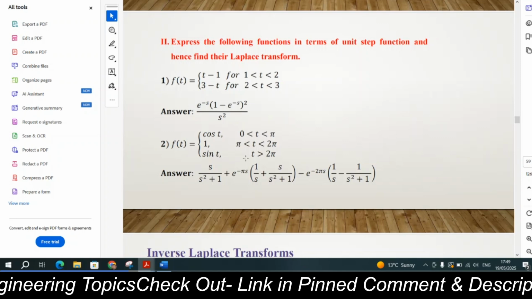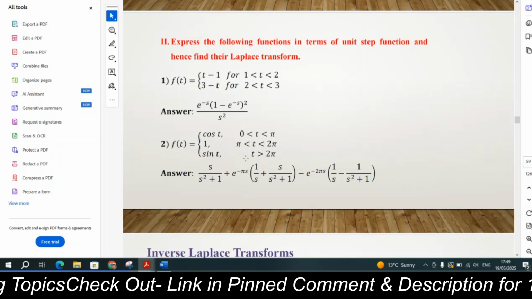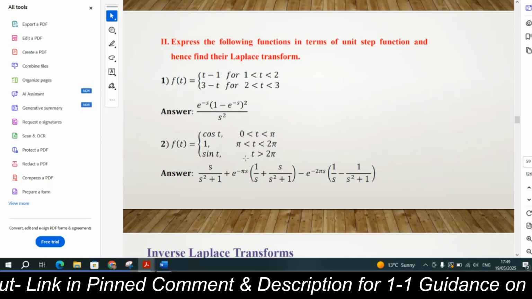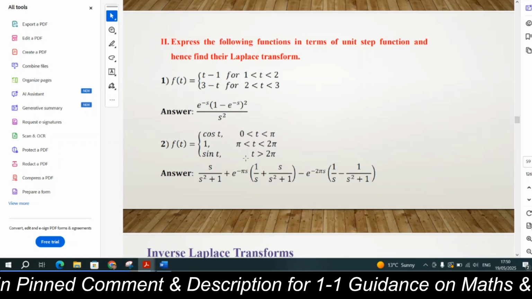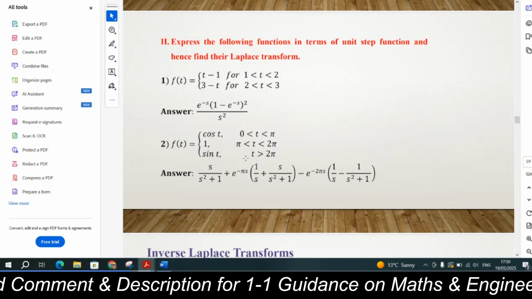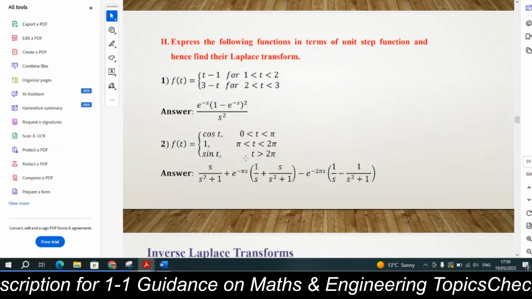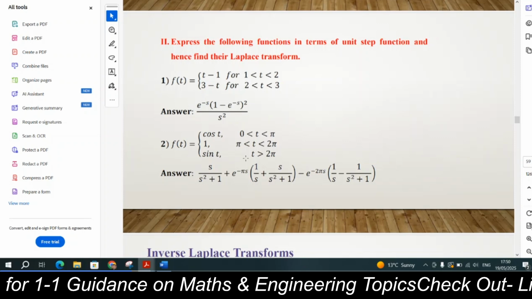And then the Laplace transform of minus 2t would be minus 2 into 1 upon s square. Yeah, 1 upon s square. So minus 2 upon s square. Okay. That would have been that part. And t minus 1: t will be 1 upon s square, whereas minus 1 would be minus 1 by s.